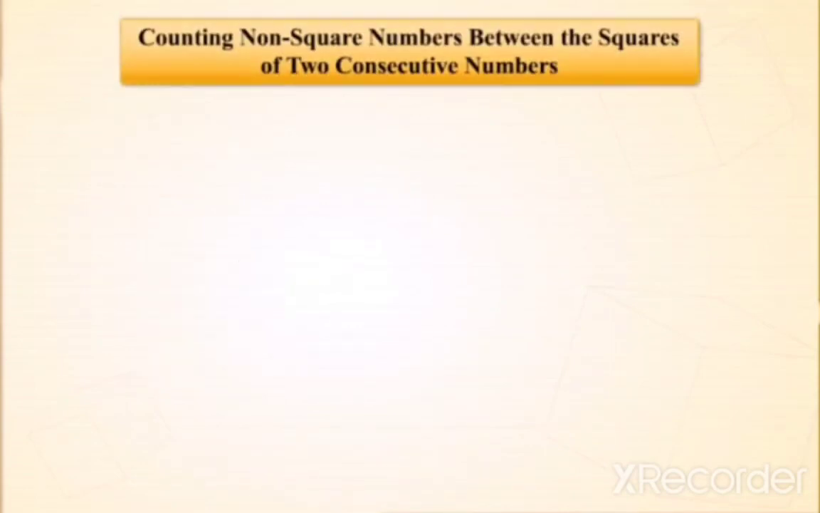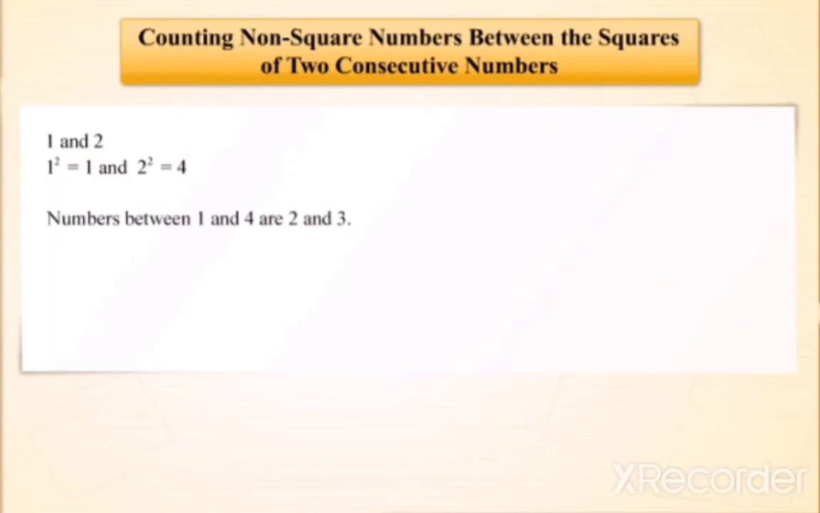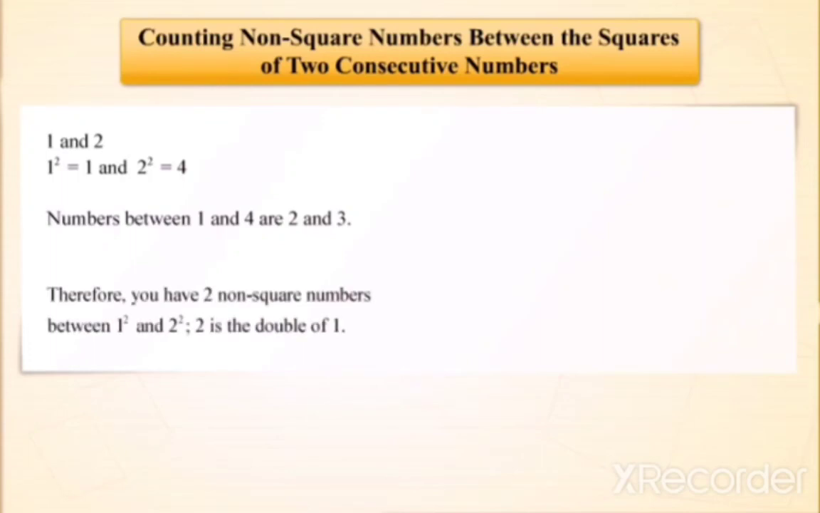Let us now learn how to count the non-square numbers between the squares of two consecutive numbers. Consider the numbers 1 and 2. 1 square is equal to 1 and 2 square is equal to 4. Now you need to count the numbers between 1 and 4. The numbers between 1 and 4 are 2 and 3. Therefore, you have two non-square numbers between 1 square and 2 square, and 2 is the double of 1.